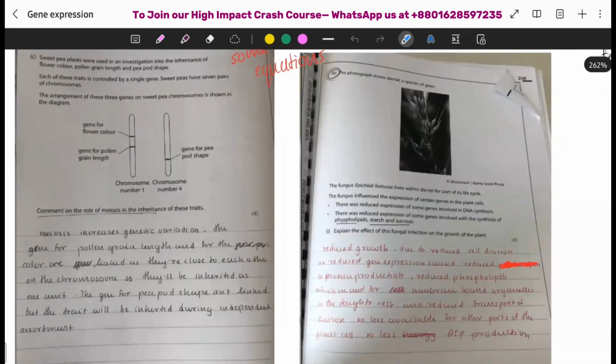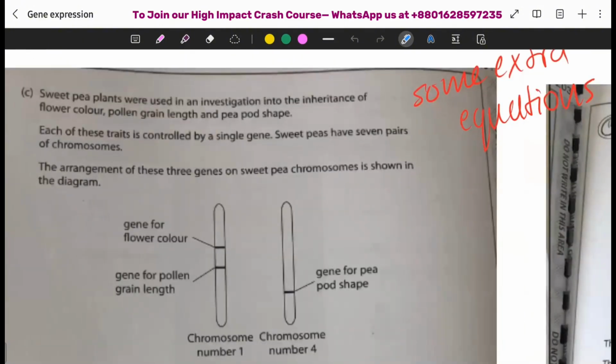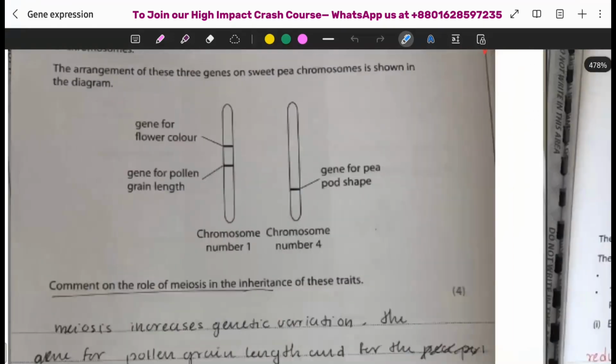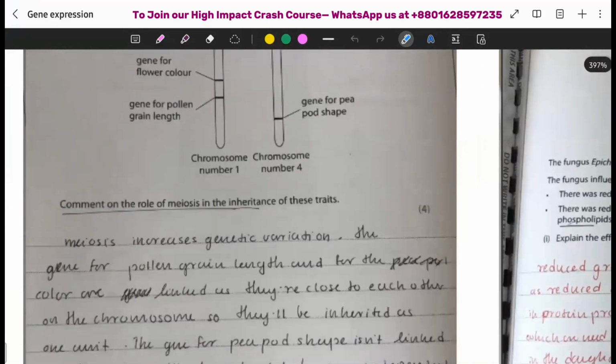The sweet pea plants were used in an investigation into the inheritance of flower color, pollen grain length, and pea pod shape. They were controlled by a single gene. Sweet peas have 7 pairs of chromosomes, and we are given their arrangement. We have to comment on the role of meiosis in the inheritance of these traits.